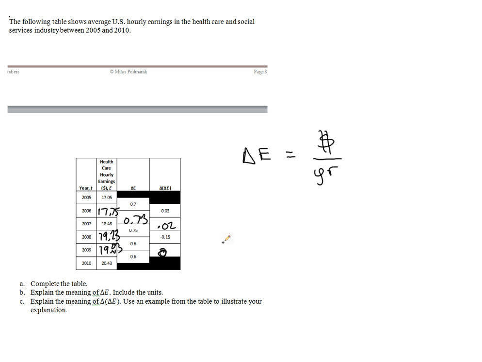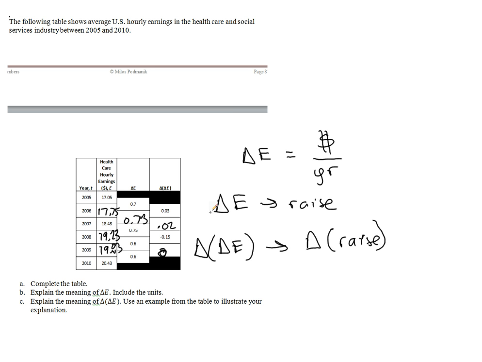Explain the meaning of the change in the change in E. Use an example from the table to illustrate your explanation. So change in E means the amount of the raise in this case. So change in E represents the raise. Well, then the change in the change in E must represent the change in the raise, right? Because that just says that the change in E is the same thing as talking about the raise. So how much does your raise go up or down by?